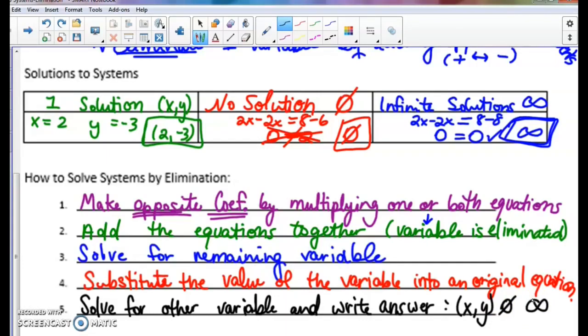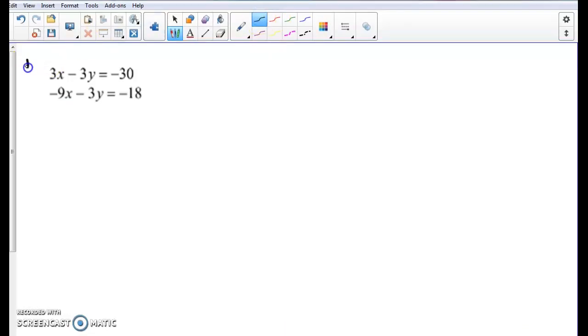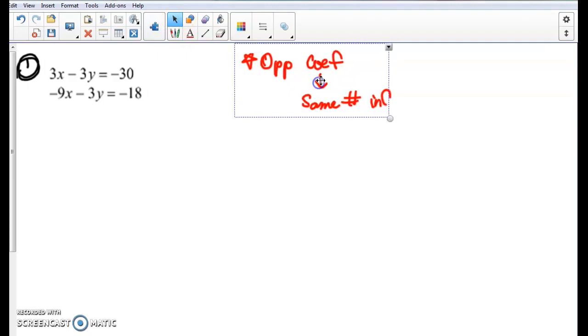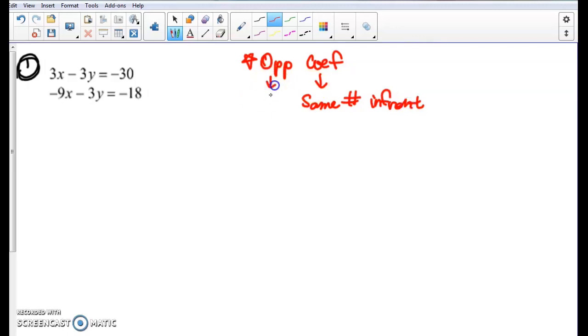Okay, so example 1 today. If you notice from our notes, we're still looking at solving systems by elimination. So we're still looking for those opposite coefficients. Remember, coefficients is that same number in front of the variable, and opposites means we need to have one be a positive and one be a negative.